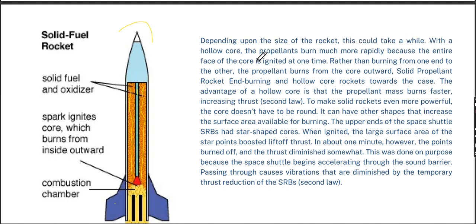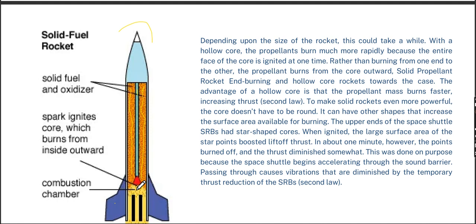With a hollow core, the propellant burns much more rapidly because the entire face of the core is ignited at one time, rather than burning from one end to the other. The propellant burns from the core outward. Solid propellant rockets burn from the end, while hollow core rockets burn toward the case. The advantage of a hollow core is that the propellant mass burns faster, increasing thrust.